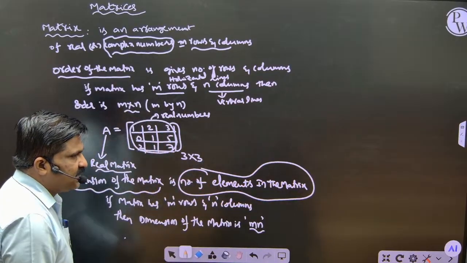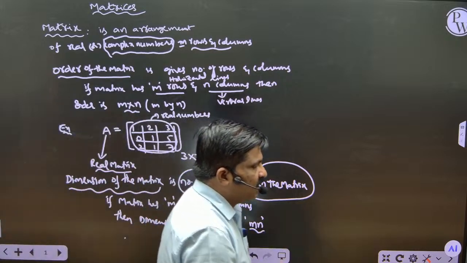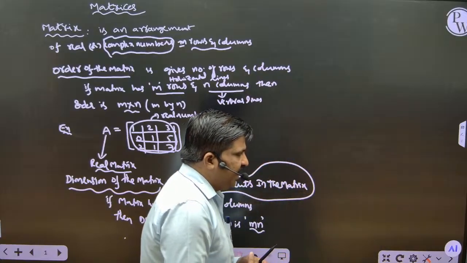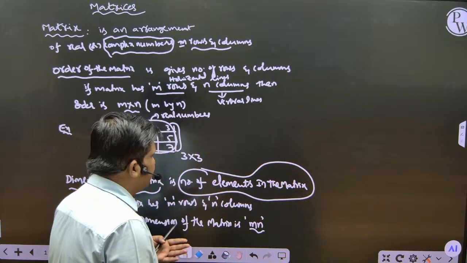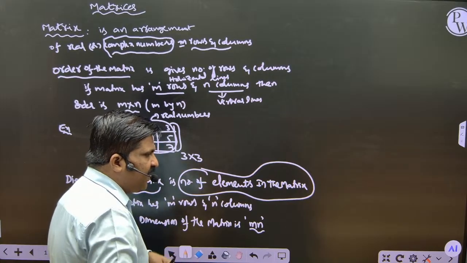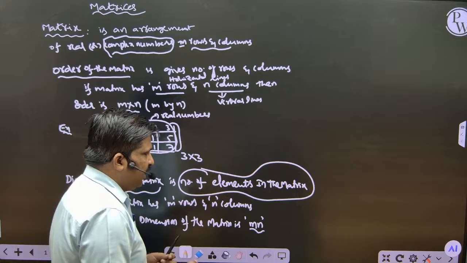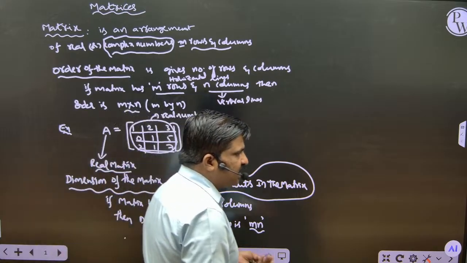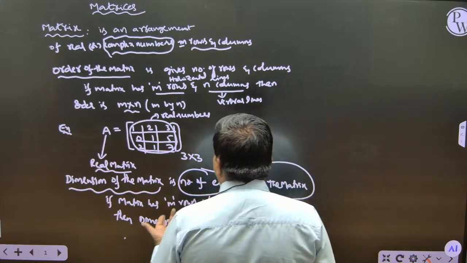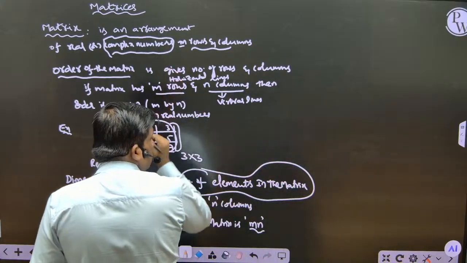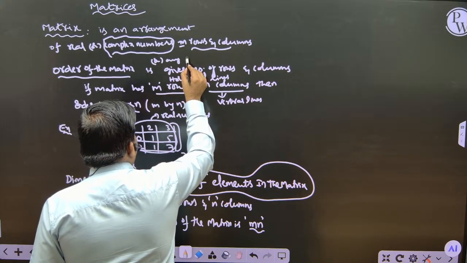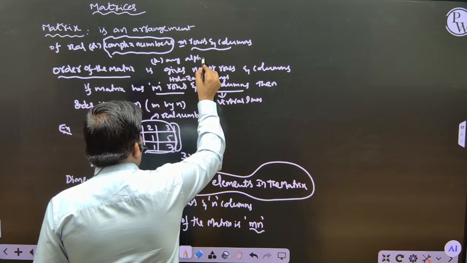Actually, a matrix is an arrangement of rows and columns. What are we arranging here? Entries or elements. They can be real or complex numbers, and not only numbers, but any alphabets also.